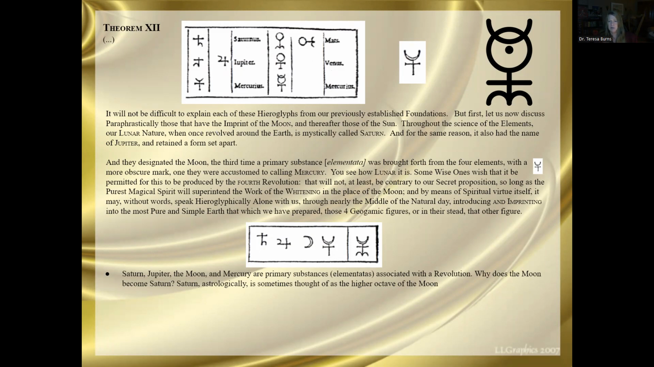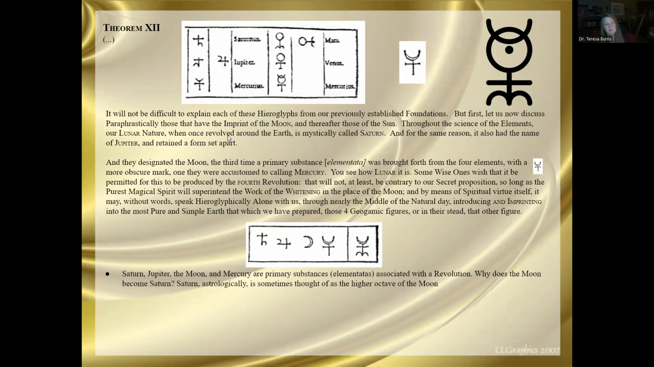He is going to say, throughout the science of the elements, our lunar nature once revolved around the earth is mystically called Saturn. He has associated these with elements, and he seems to now think one rotation is going to make it an elementata, a primary substance. Saturn, Jupiter, the moon, and Mercury then become the primary substances associated with the 4 revolutions, if you want to do it that way. So the moon becomes Saturn.